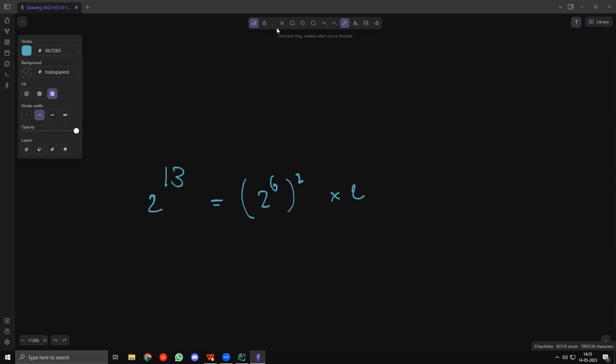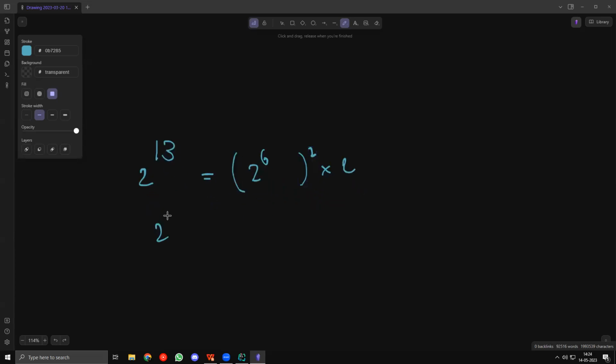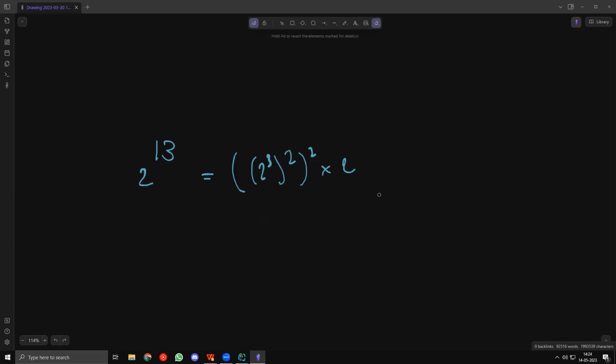Now, what I can do next is say 2 to the power of 6 is just equal to 2 to the power of 3 squared, right? 2 to the power of 6 is also equal to 2 to the power of 3 squared. Okay, let me just do this again. So here we would take 2 to the power of 6 equal to 2 to the power of 3 whole squared. So over here, I can just substitute that value and I will get 2 to the power of 3 squared. Now, what is 2 to the power of 3 squared?